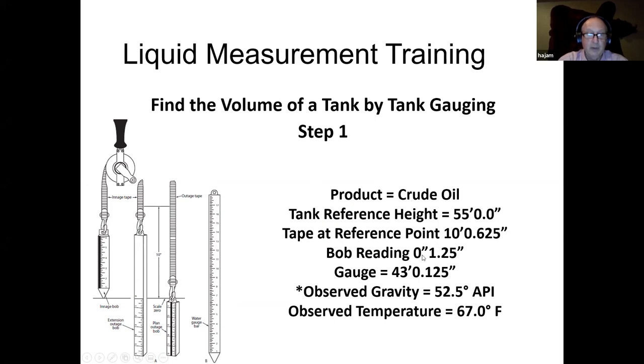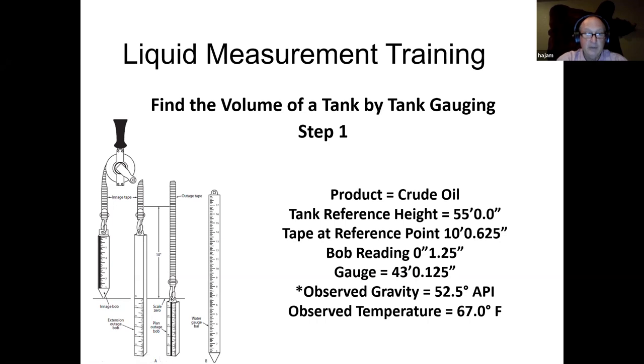The plumb bob reading comes back out of the tank at 1.25 inches. So I've got that into the liquid 1.25 inches. By doing the math, I come up with a gauge of 43 feet, 0.125 inches. I have to subtract this 10 feet from the 55, plus the 1.25 inches, to arrive at the gauge height of the liquid.